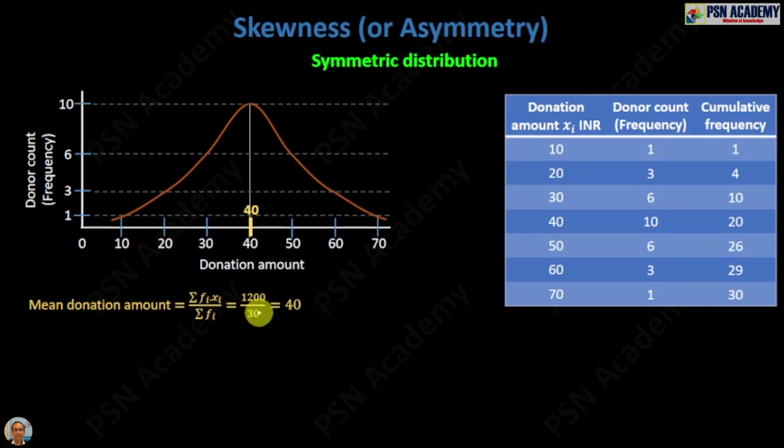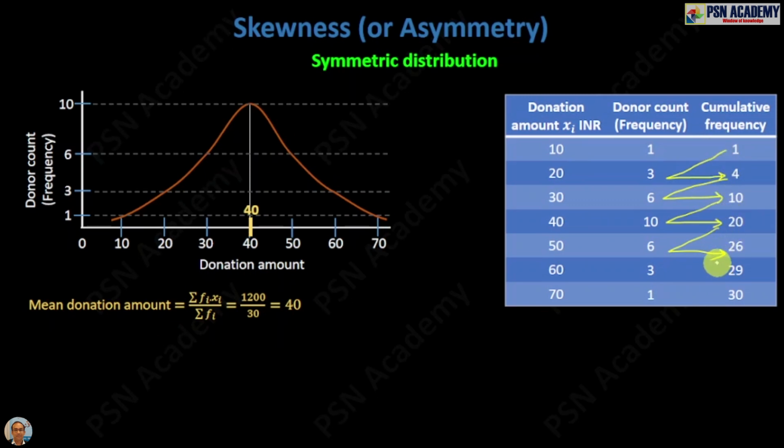Now we have to go with the calculation of median donation amount. For calculation of median donation amount, you need this additional column, that is cumulative frequency, right? So what is cumulative frequency? This 1 is initially added with 0. This original frequency is here and you add 0 to get this 1. And then you add this 1 to this 3 to get this 4. Then 4 plus 6 will give you 10. This 10 plus 10 will give you 20. Then 20 plus 6 will give you 26, like that. And you will get the cumulative frequency.